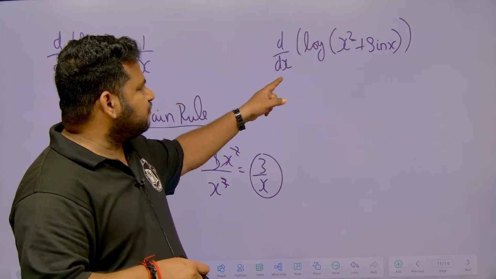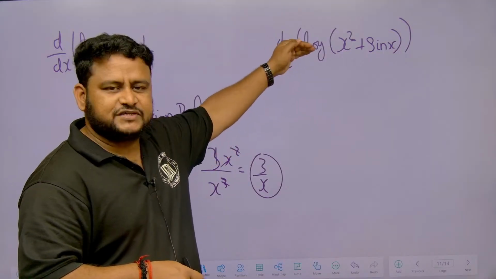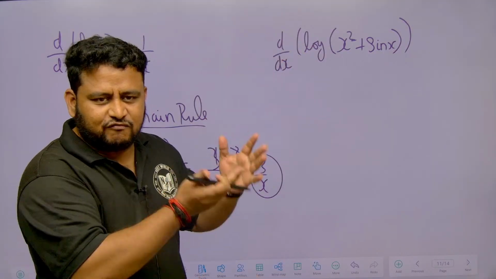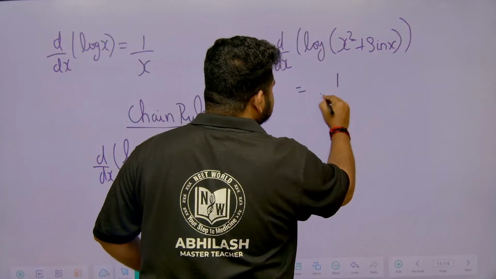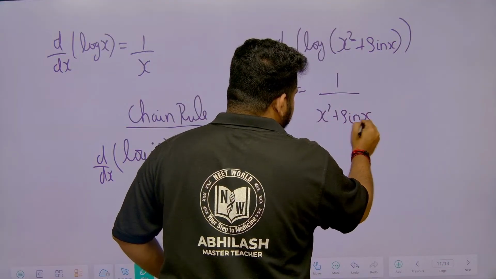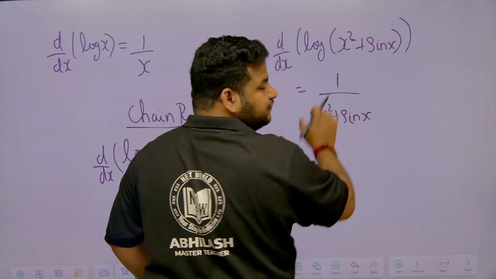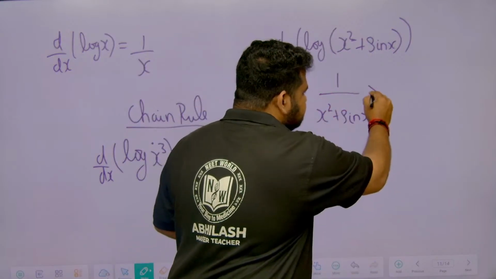Okay, so log of x square plus sin x is there. So, what we have to do? First is log of something. Differentiation of log is what? 1 by something. What is this something? See, 1 by this something, x square plus sin x. Now look at this. That something we have to differentiate. But what we have to do? Into. Chain rule we have to put.